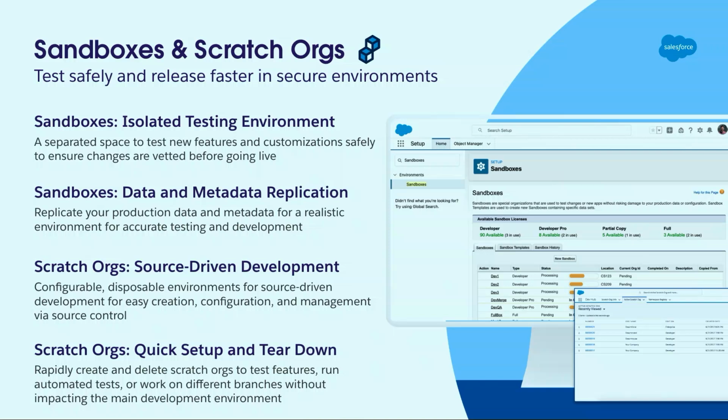It is an isolated testing environment where you can replicate your data and metadata from your production org into a different environment and test and do your development there. Scratch orgs help facilitate quicker development. It's an ephemeral org, lasts up to 30 days maximum for you to do your source-driven development, push your code in there, do your thing, and then within 30 days it'll be gone. But if you do want it for more than 30 days, you can take a snapshot of your scratch org so that you can use it later in the development cycle.